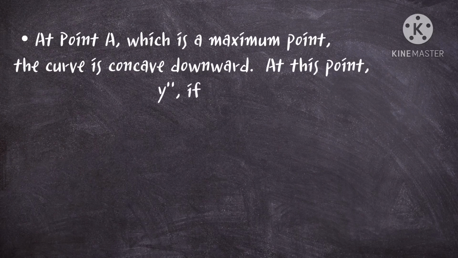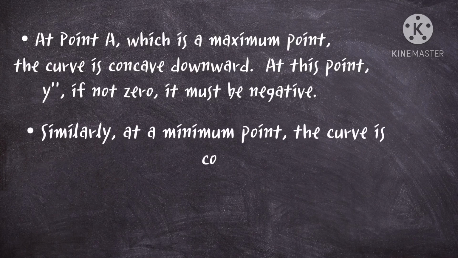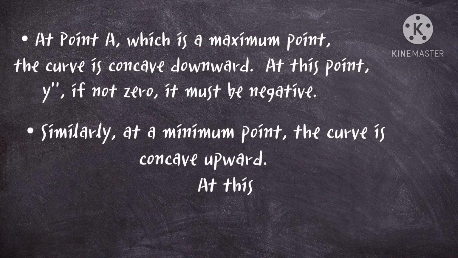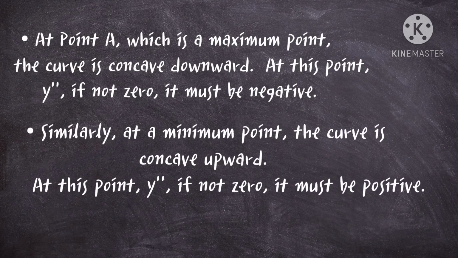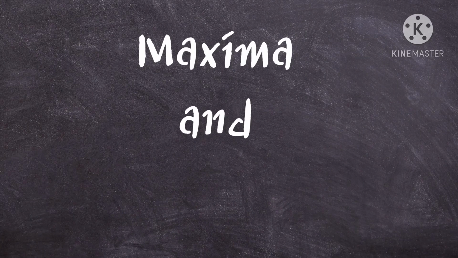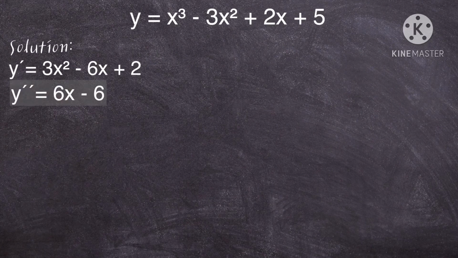Concavity: at point A, which is a maximum point, the curve is concave downward. At this point, the second derivative, if not 0, must be negative. Similarly, at the minimum point, the curve is concave upward. At this point, the second derivative, if not 0, must be positive. In examining the function for maxima and minima, we will use our second derivative, which is 6x minus 6.